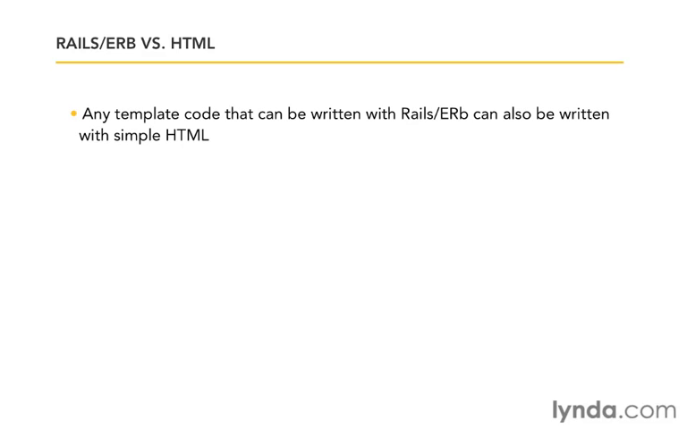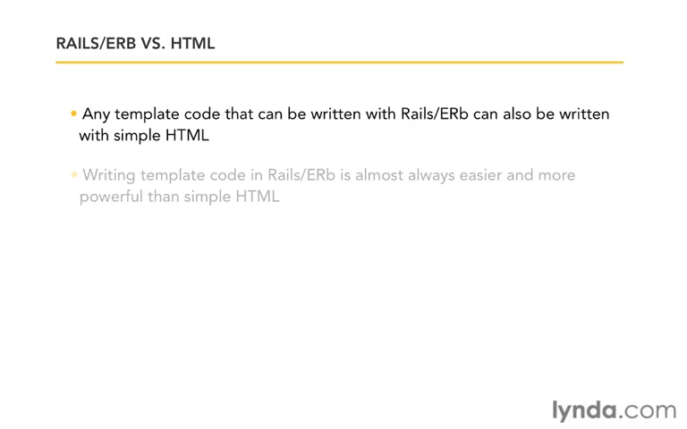The first is that anything we can write with the helpers can also be written with simple HTML. That's all the helpers are doing. They're helping us to write HTML. The end result, what goes to the browser, is still HTML. The second point is that writing code using the helpers is almost always going to be easier, more powerful, and have all sorts of extra benefits than if we'd written it with just simple HTML alone. You'll start to see why that's true in the following examples.